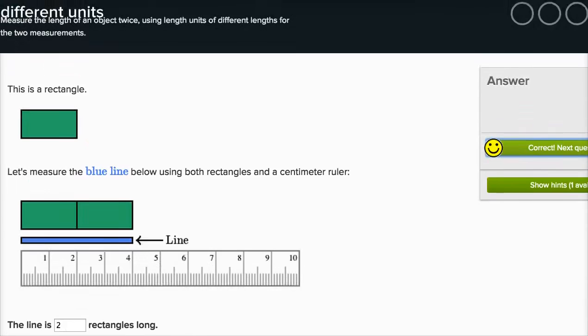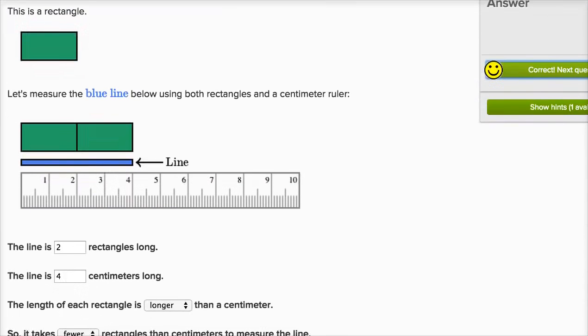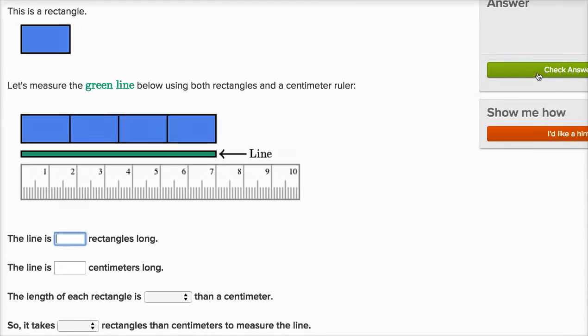Let's see. Let's do one more of these. These are a lot of fun. All right, this is a rectangle. Let's measure the green line below. Same idea. The line is 4 rectangles long. The line is 7 centimeters long.